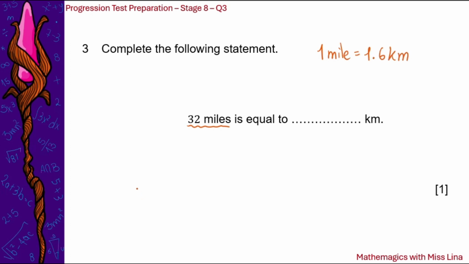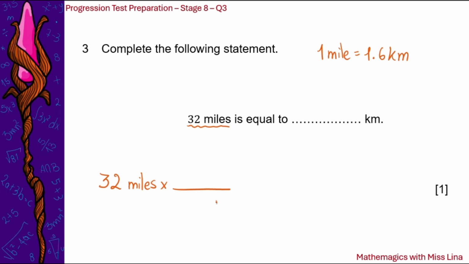And we could use a conversion factor. If you don't know how to use conversion factors, go check the video that I leave you in the description. So we have 32 miles and we multiply by the conversion factor. The conversion factor has the same amount at top and bottom, but with the equivalence.